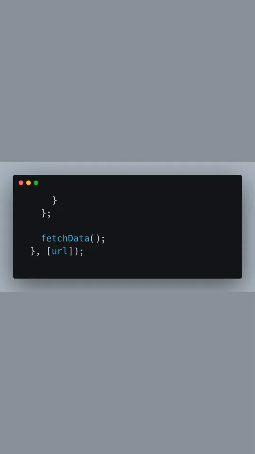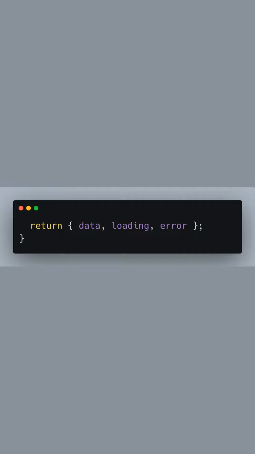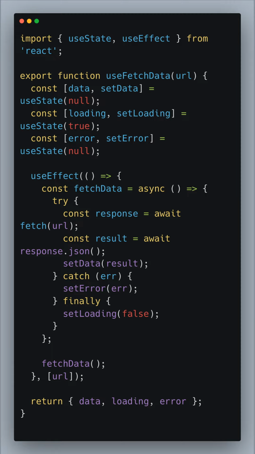Call fetchData and trigger a refetch when the URL changes. Return the data, loading state, and any errors. Here's the complete code for the useFetchData custom hook.